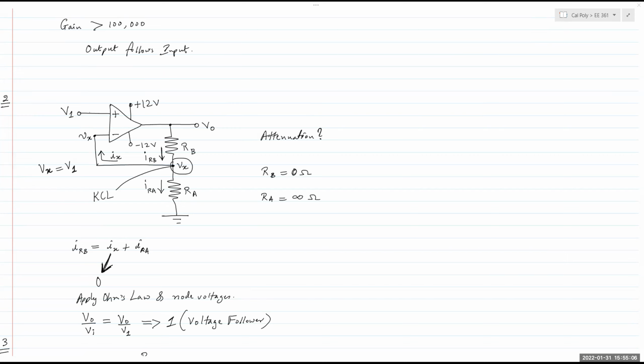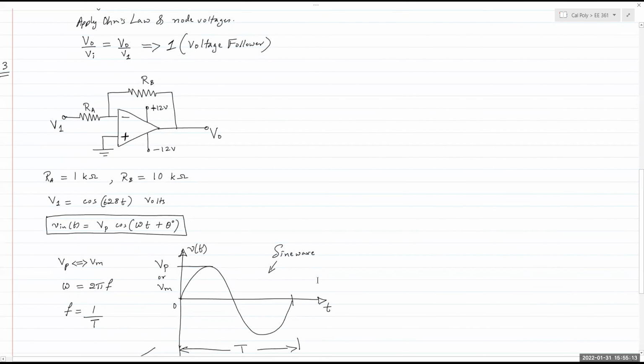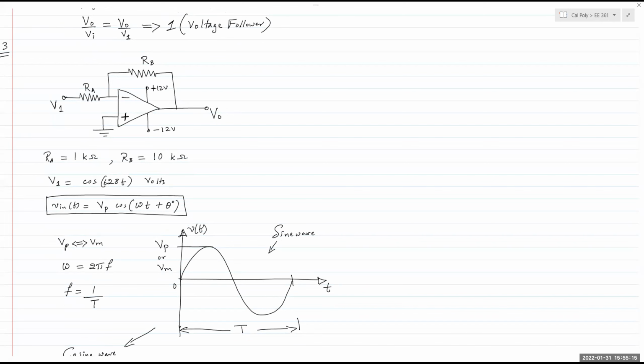So, question number 3 asks you to solve for this inverting amplifier. It's asking you to solve for the expression and asking you to sketch V out. Okay, sketch V out. Now, RA is given as 1 kilo ohm, RB is given as 10 kilo ohms.